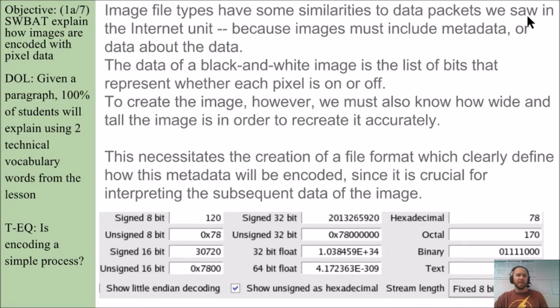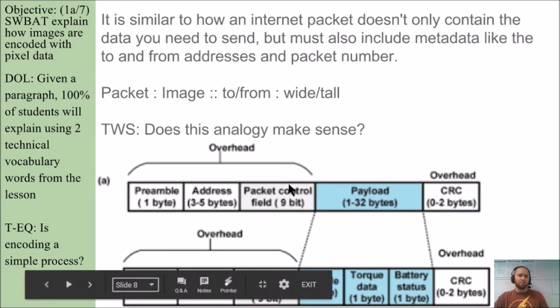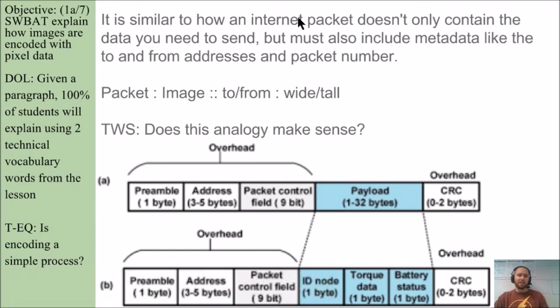What was the metadata inside of a packet? Well, remember we had to and from information in there. So here's your picture of a packet. It is similar to how an internet packet doesn't only contain the data you need to send, but also include metadata like to and from addresses and the packet number itself. So remember, if packets were out of order, the computer can look and see what number that packet was. And then if it's not receiving a particular packet, it can ask for it again.